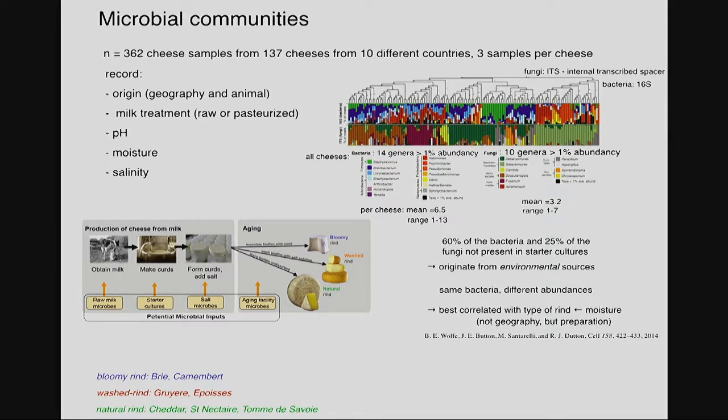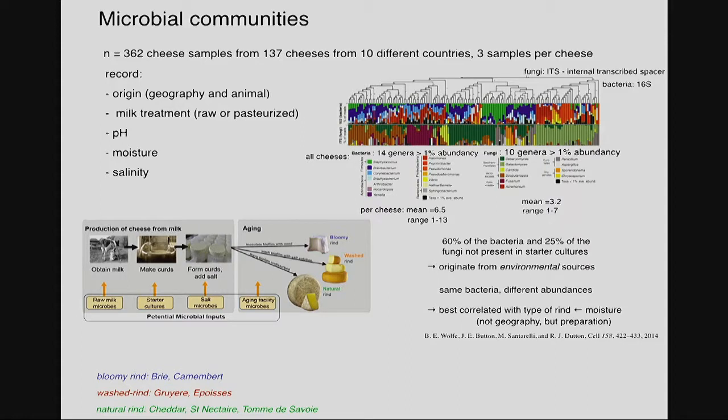So as I said, people have been sequencing different stuff. This is an experiment where people started to look at cheese from different parts of the world. They collected many, many samples and sequenced them, and in the 137 different cheeses they looked at, by doing the 16S sequencing for bacteria and ITS, which is the equivalent for fungi, in general they found 14 different types of bacteria and 10 different types of fungi.